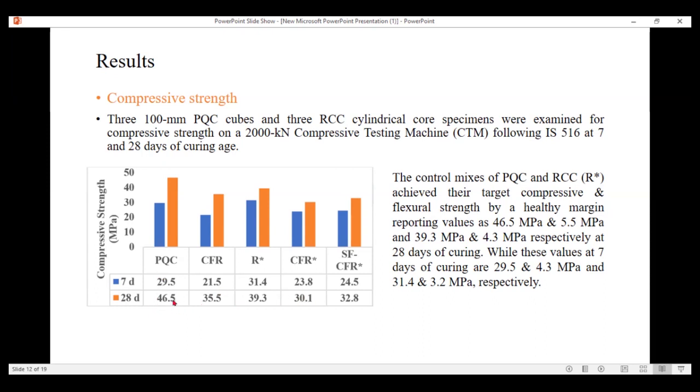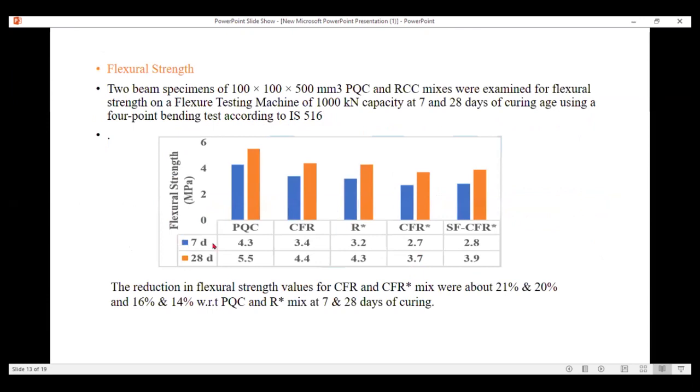If we observe here, compressive strength values decrease with RAP, and roller compacted concrete shows the same condition. If we use RAP, these values decrease. But if we add silica fume, the strength is somewhat increased, from 30.1 to 32.8. Similarly, the flexural strength results also follow the same trend as compressive strength.